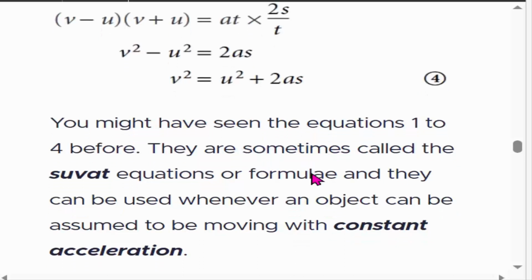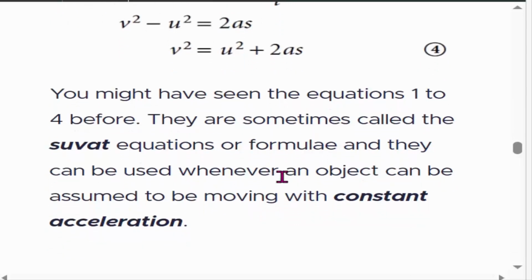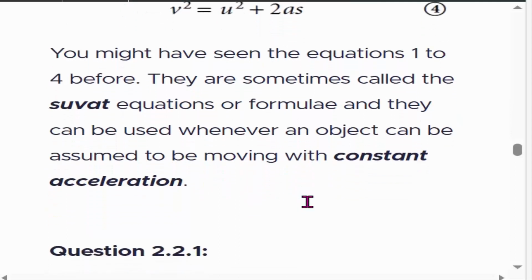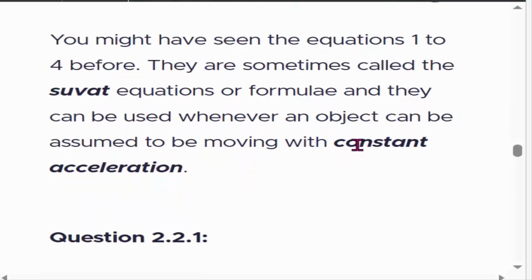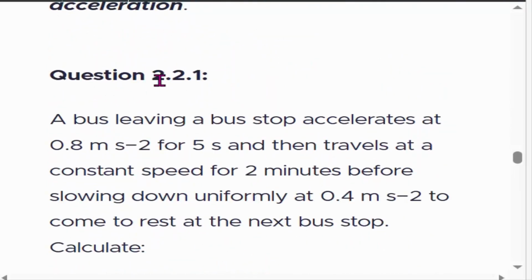They are sometimes called the SUVAT equations or equations of motion, and they can be used whenever an object can be assumed to be moving with constant acceleration. Please note that these are for constant acceleration. Let's take an example. Question 2.2.1.